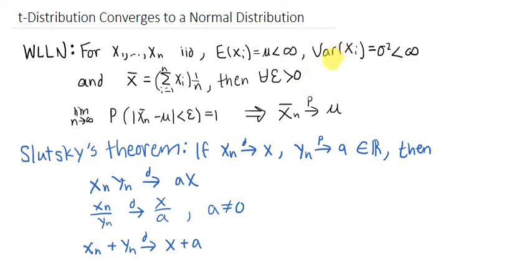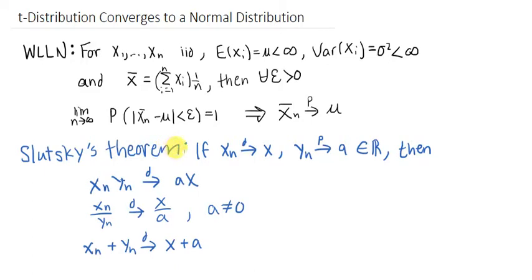Hi everyone, this is a quick video showing that the t-distribution converges to a standard normal distribution. This is a really well-known fact that we learned pretty early on in our probability courses or inference courses, but I don't think I've seen the proof before. I came across it and thought it was really cool, so I wanted to do a video.